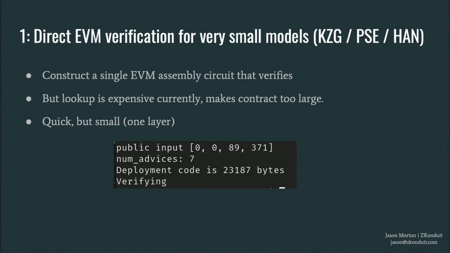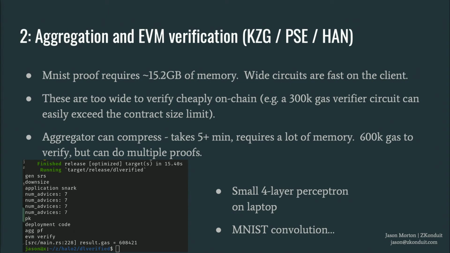There's two strategies. One is make a single EVM assembly circuit that you can use to verify. It's expensive. The contract is too big to deploy once the circuit is interesting. So if I have a one-layer circuit with four inputs, then it's almost at the contract limit size, but it works. And then that pushes to the next strategy, which is aggregation.